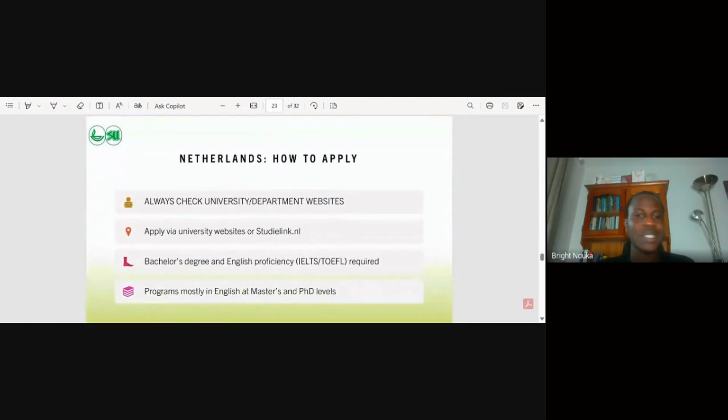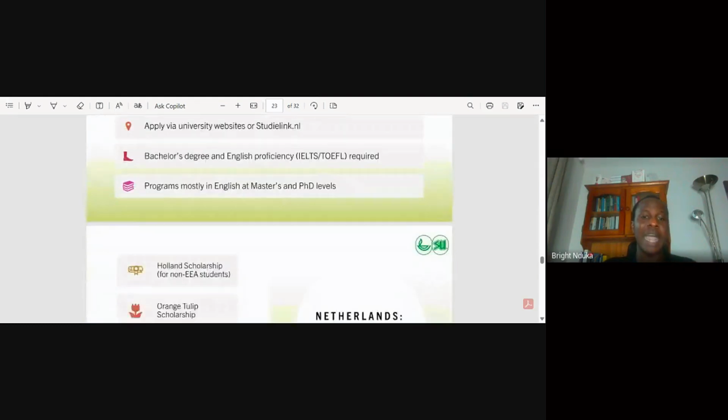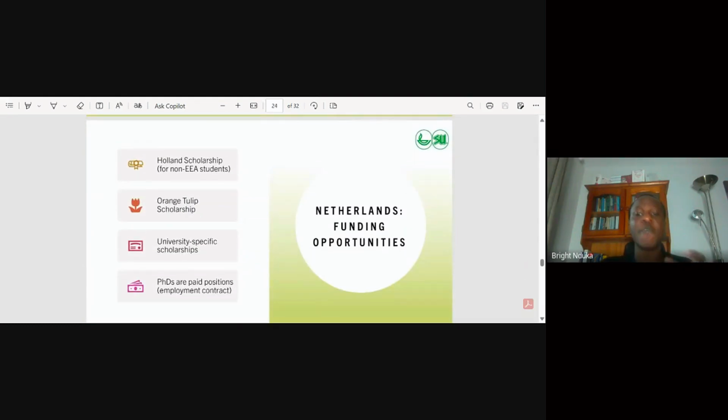Now, the next one is Netherlands. Again, just to give a brief on how to apply to Netherlands, and then what are some of the funding opportunities in Netherlands. You have the Orange Tulip Scholarship. You have the Holland Scholarship for non-EEA students. You have university-specific scholarships. Read through the university website and you get this.